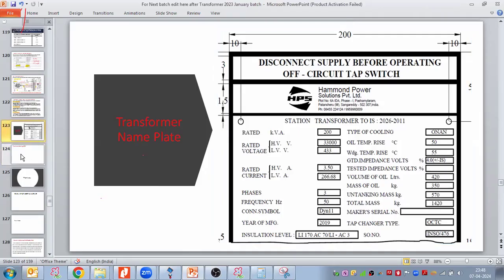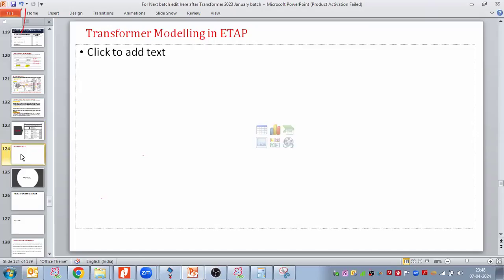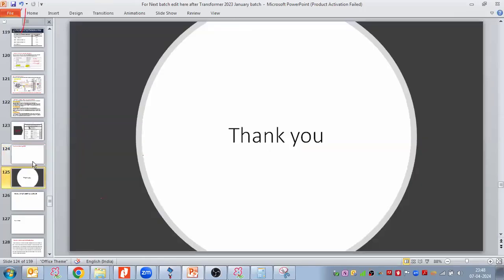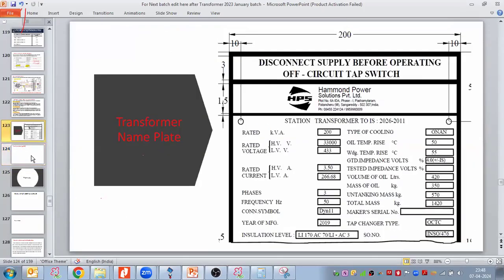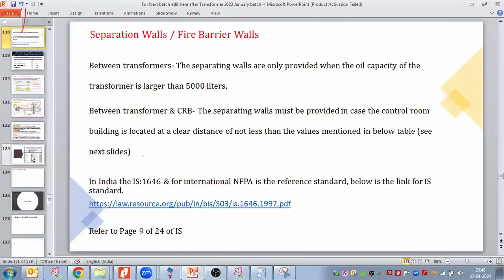So now we have the transformer modeling in ETAP. I think we will discuss this topic when I come to the ETAP topic, and then I will tell you how to do it. One question, sir. Hold on. How to do the modeling of the transformer? When I come to the ETAP model, I will take the transformer modeling as per ETAP. That's all from my side for the transformer topic.